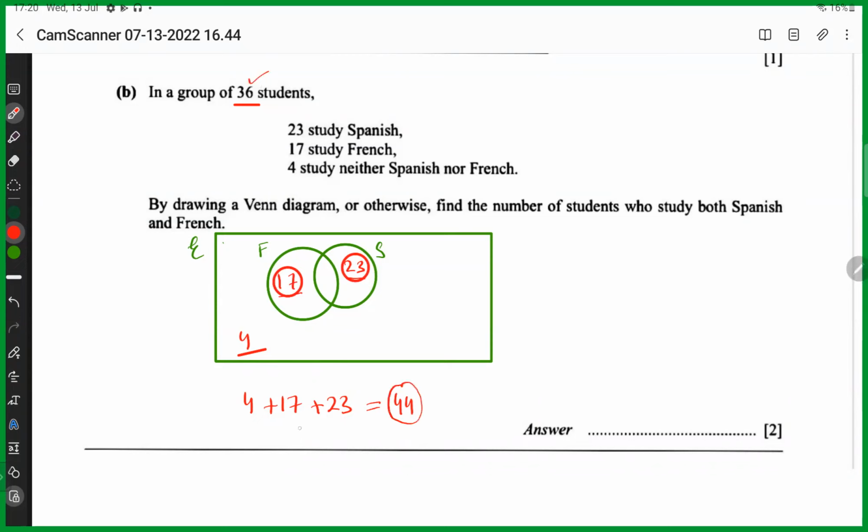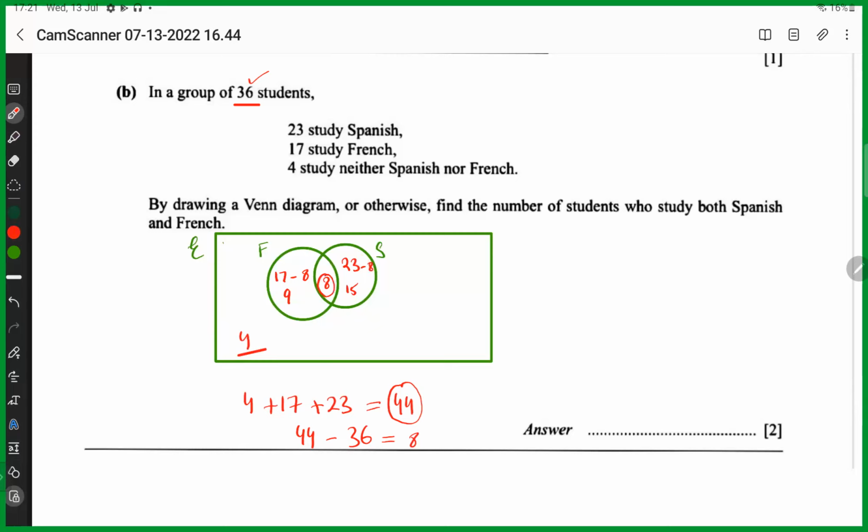So 44 minus 36 gives me 8. It means I need to get rid of 8 from this number. And how do I get rid of 8 from this number? I'll do that by writing down an 8 here and by subtracting 8 from 17. 17 minus 8 would give me 9, and 23 minus 8 would give me 15. So the number is basically 8.